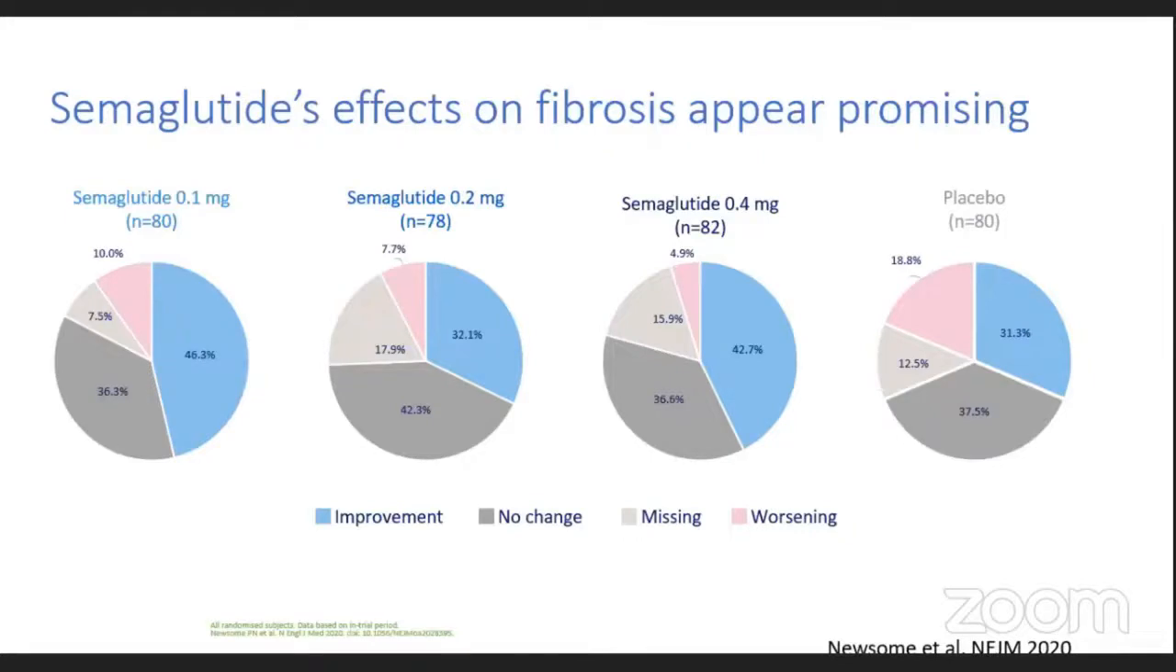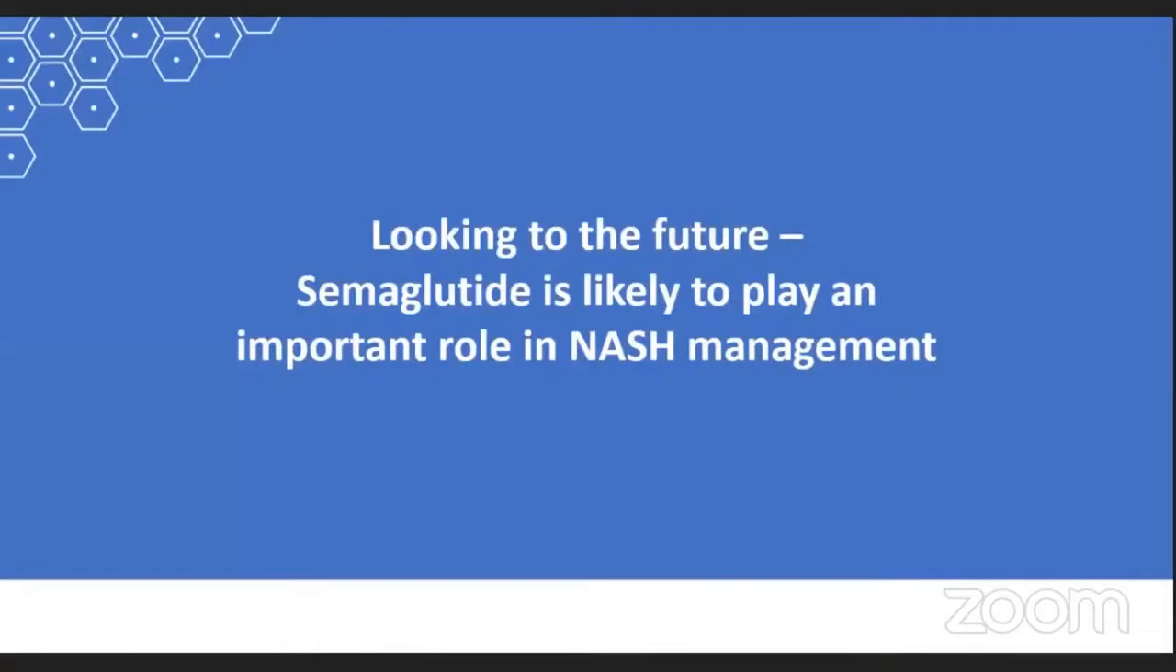Now, if you go all the way to the left and you go from 0.1 to 0.2 to 0.4 milligrams, what you see is that the proportion of people with worsening drops stepwise from 10 to 7.7% to 4.9%. And so if you have a drug that works primarily by reducing activity, the first thing that will happen is that your fibrosis progression will slow down. Then you'll see a period of stabilization, and then you will see resolution. So this gives us hope that in longer term studies, this will translate into less progression to cirrhosis.